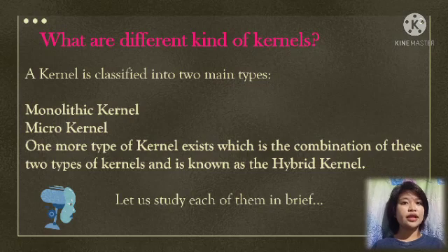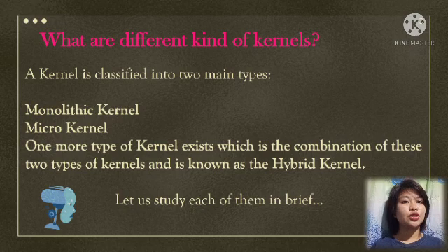What are the different kinds of kernels? A kernel is classified into 2 main types: monolithic kernel and microkernel. One more type of kernel exists, which is a combination of these 2 types and is known as the hybrid kernel. Let us study each of them in brief.